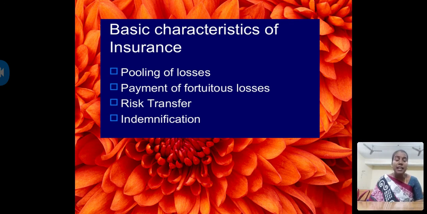Next, indemnification. What is the meaning of indemnification here? It is identifying why the loss occurred. What is the reason for this risk? Is there any third party to pay for this accident? What is the cause of the accident? Gathering complete information comes under indemnification.